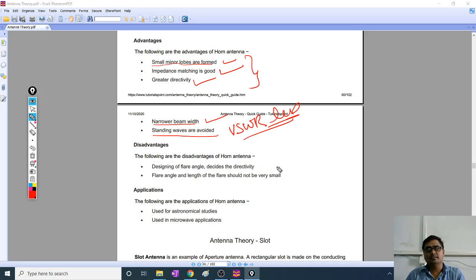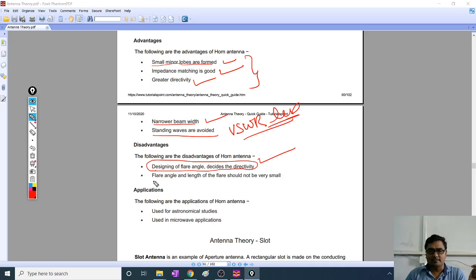Disadvantages: it takes a lot of effort to design that horn antenna. Designing a flare decides the directivity, and that's why I said it takes a lot of effort. Because the more you flare, the more changes you get in directivity. So depending on the directivity, I need to flare that. That's why designing is very critical. So that is one of the most important disadvantages.